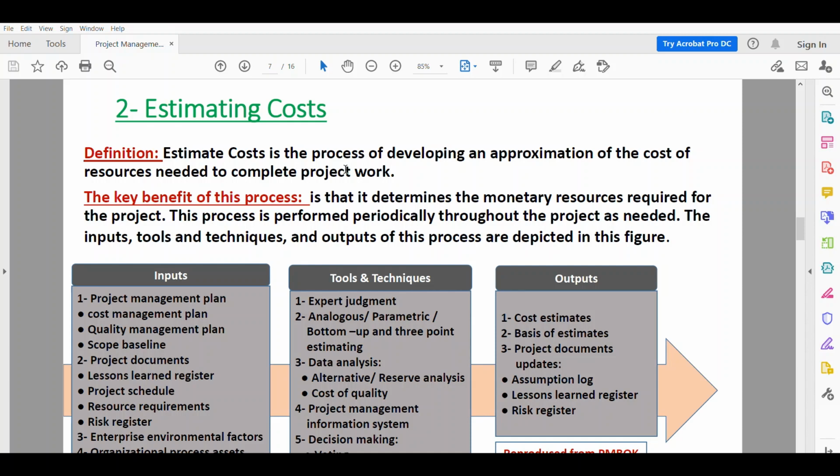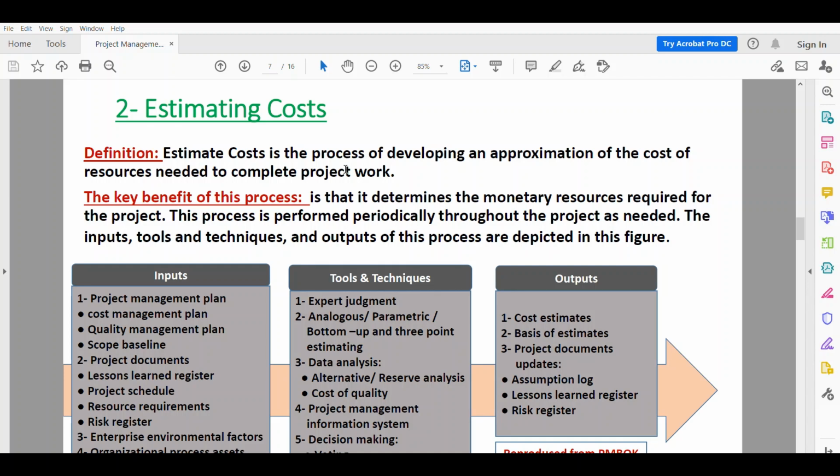So the inputs, tools and techniques, and outputs are depicted in this figure. As you can see, the inputs are the project management plan, which is the output of the first process, which we just talked about. And we use the cost management plan, which we just did in the first process. A quality management plan, scope baseline.